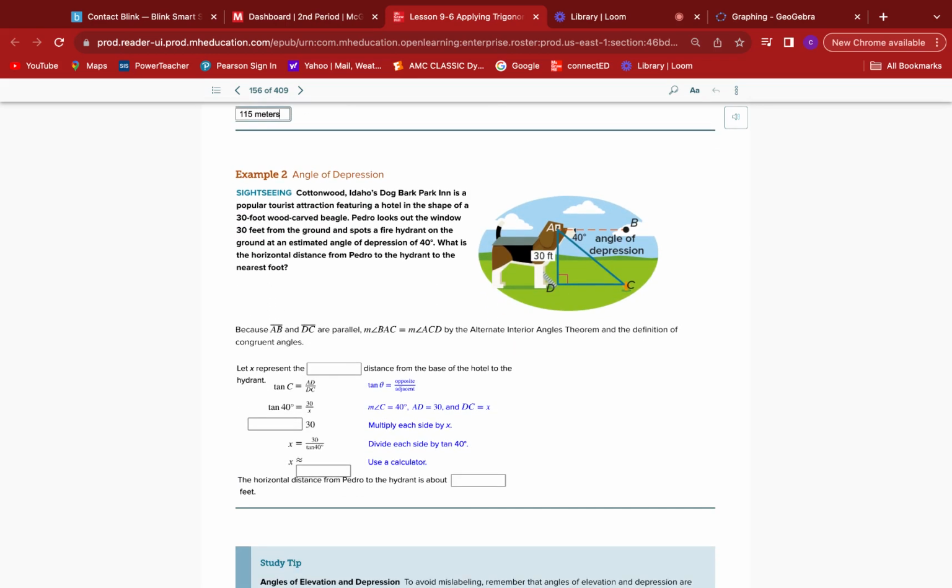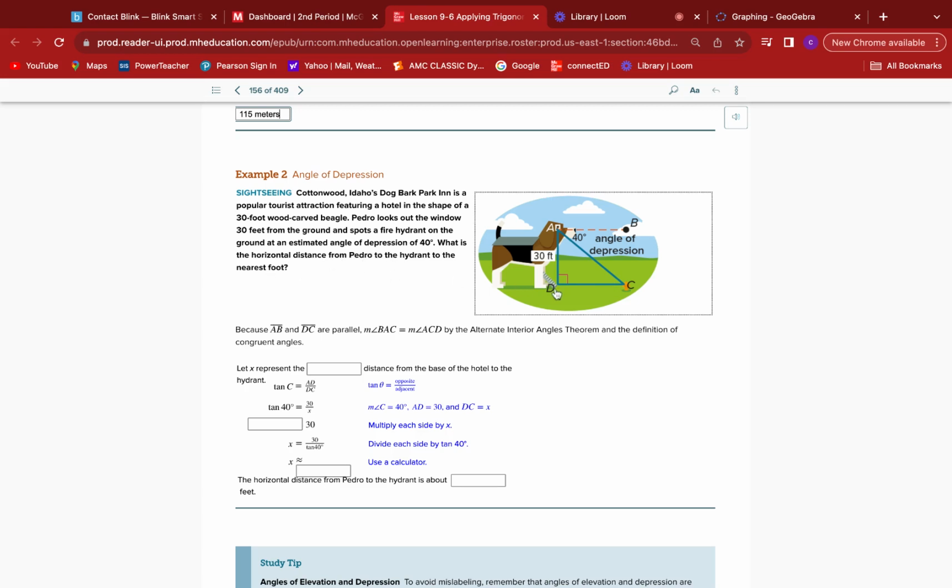Example number 2. Okay, we are on the next page, page 542 in your workbook. All right, Cottonwood, Idaho's Dog Bark Park Inn is a popular tourist attraction featuring a hotel in the shape of a 30-foot wood carved beagle. I really want to go see that. Pedro looks out the window 30 feet from the ground and spots a fire hydrant on the ground at an estimated angle of depression of 40 degrees, which means your angle of elevation right here is 40 degrees. What is the horizontal distance from Pedro to the hydrant to the nearest foot?